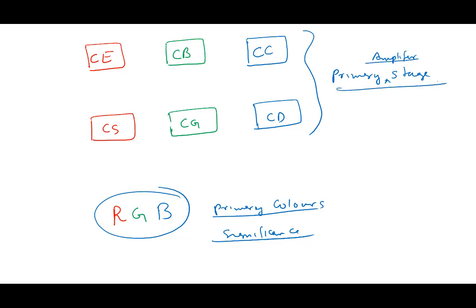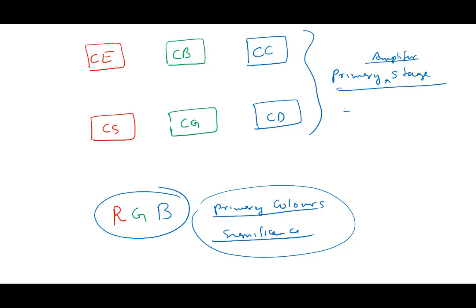Primary amplifier stages here. Just like you can mix these up to get many, many colors, you can mix these up to get many, many different kinds of amplifiers. So these are the basic: common emitter, common base, common collector. Mix them up: multi-stage amplifiers.